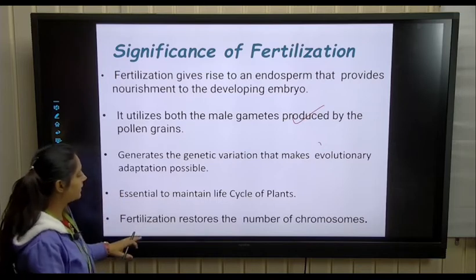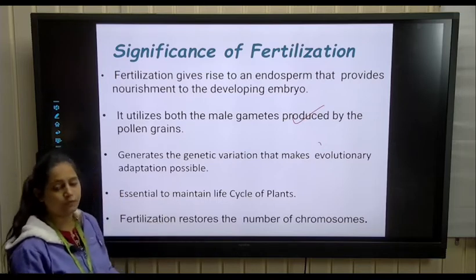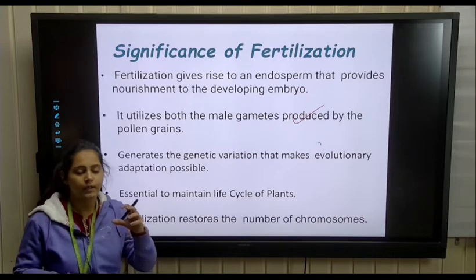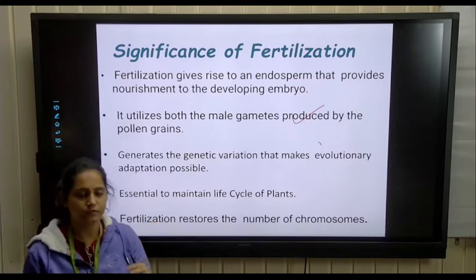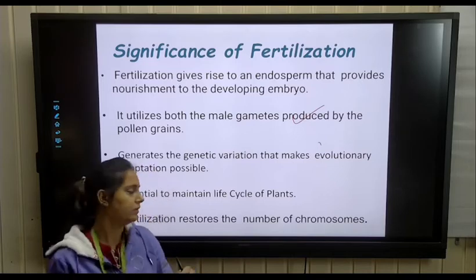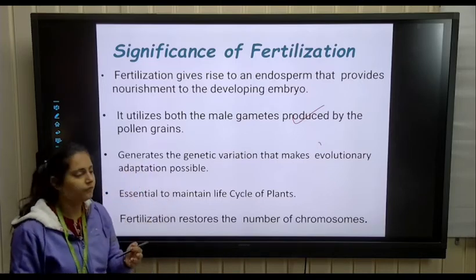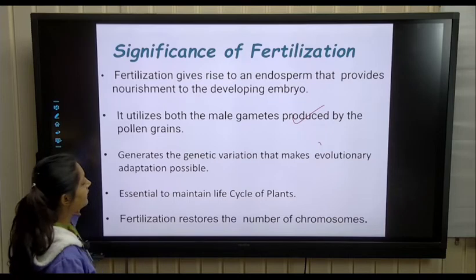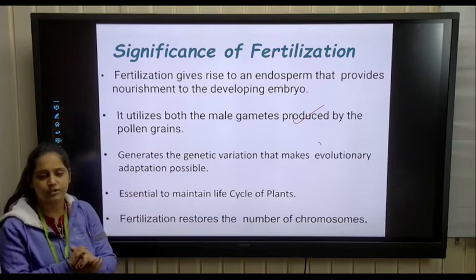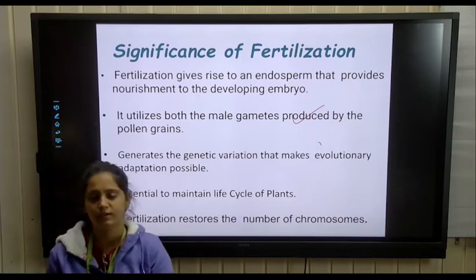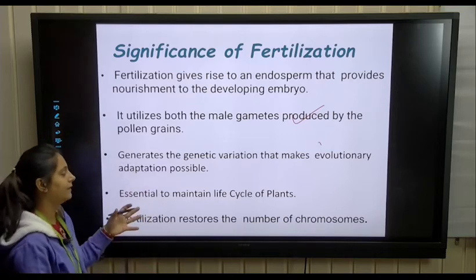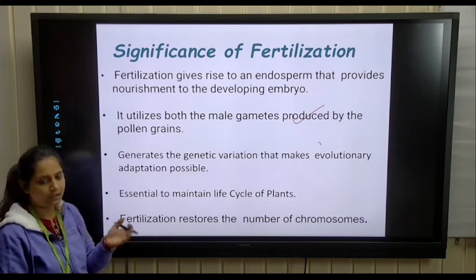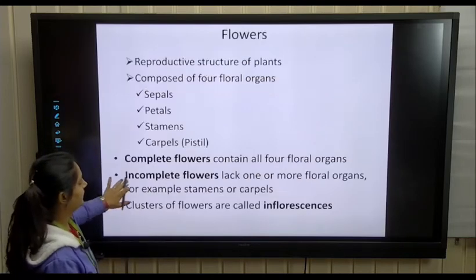And the last thing is it restores the number of chromosomes, because haploid fuses with haploid and it generates a diploid that becomes double in number. So there is a restoration of the number of chromosomes. So these are the things which occur during the process of fertilization, and these are the importance of fertilization. If you have to tell why fertilization is essential, then you can tell these things.